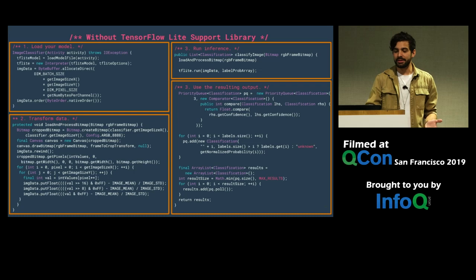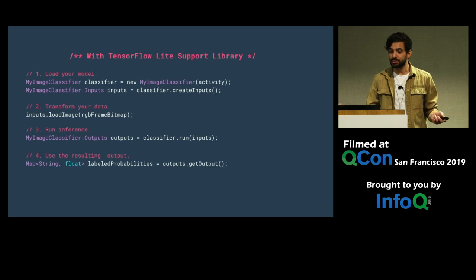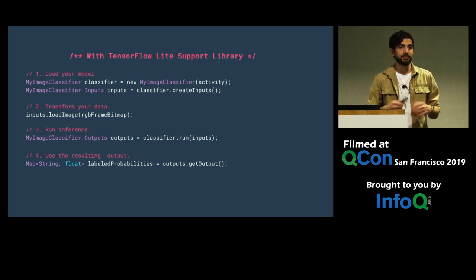An example here, this is what the pre-processing code looks like without using the support library for transforming an image into the form that it needs to be for the model to understand. And with the support library, it turns into a few lines of code. So this is pretty awesome. It makes it a lot easier to use random models that you found without having to really deeply understand the input format that they require.